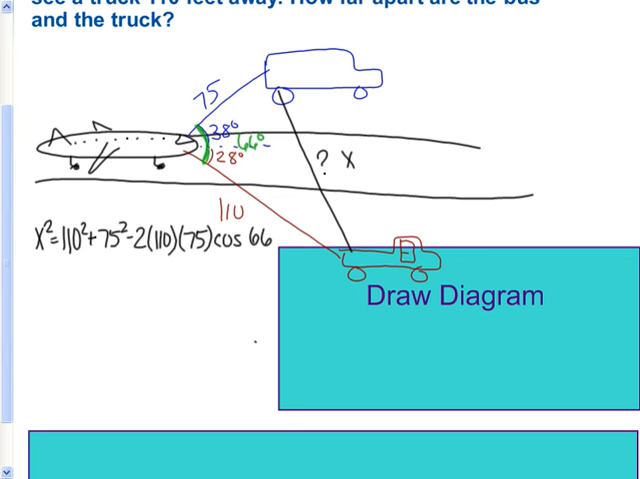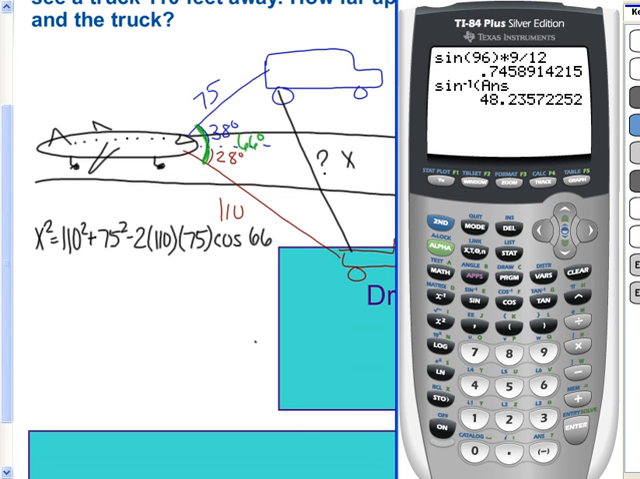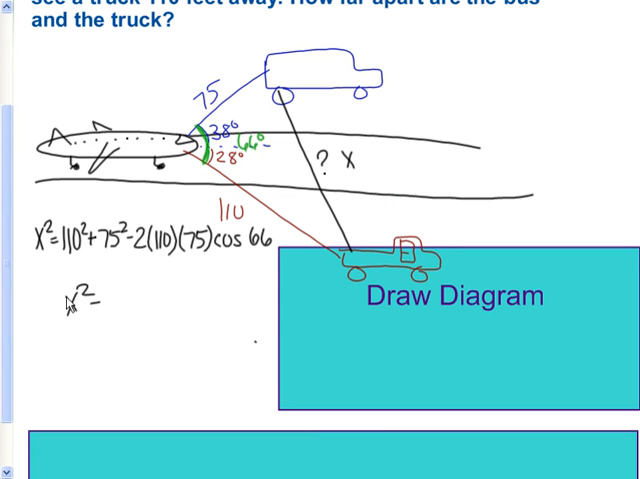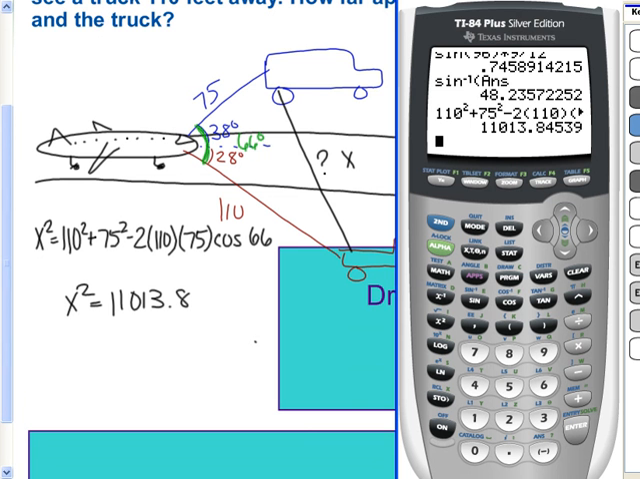All right, so you could have mixed around the 110 and the 75. That doesn't matter. So let's just type that in as it is. So 110 squared plus 75 squared minus 2 times 110 times 75 cosine 66. And we get that number. So x squared equals 11013.8, if I remember right.